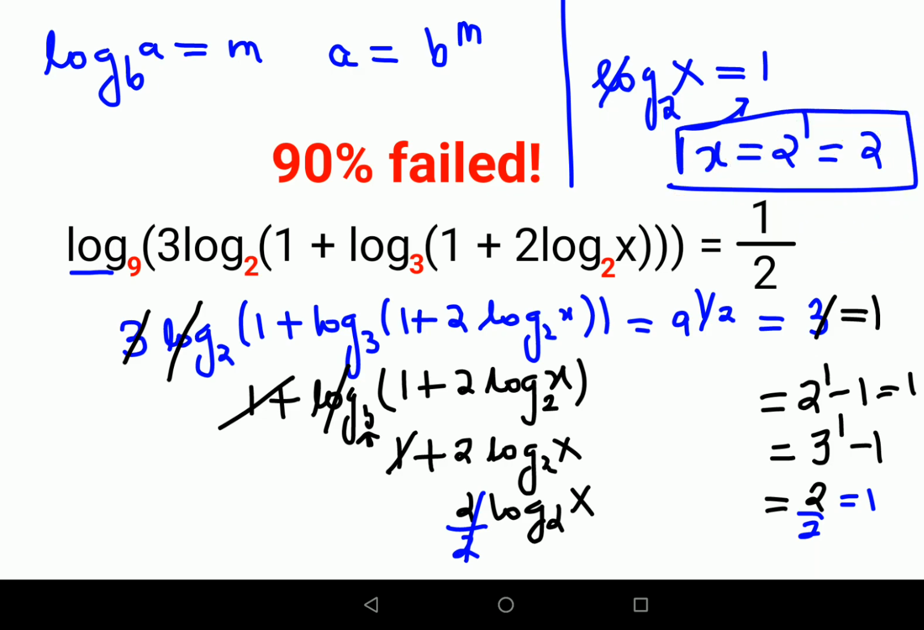So I hope you've understood how easily you could do this particular question. And trust me, 90% of the people failed because they didn't understand the exact use of this particular law of logarithm. So I hope that is very clear to everyone.